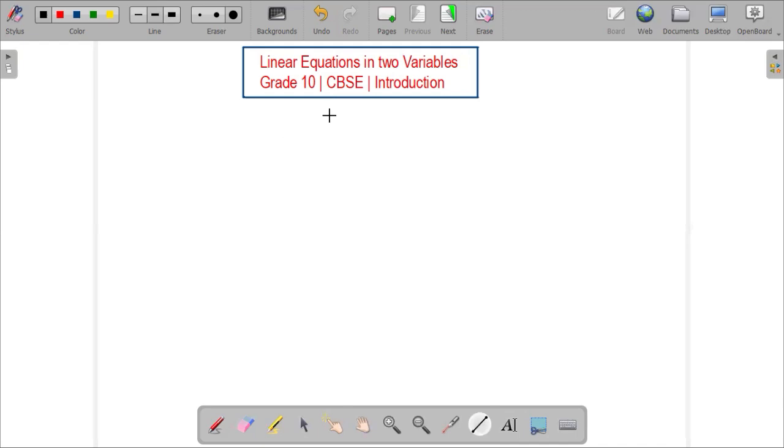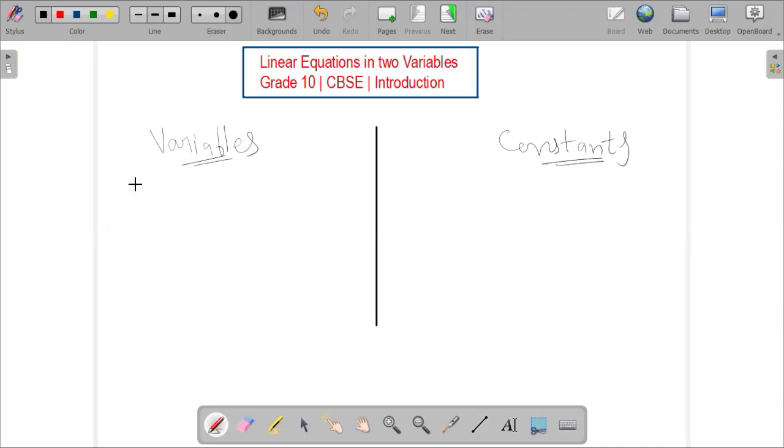So in linear equations in two variables, when I'm talking about linear equations, basically two things will come first. The first one is variables. We have some variables and we have some constants.